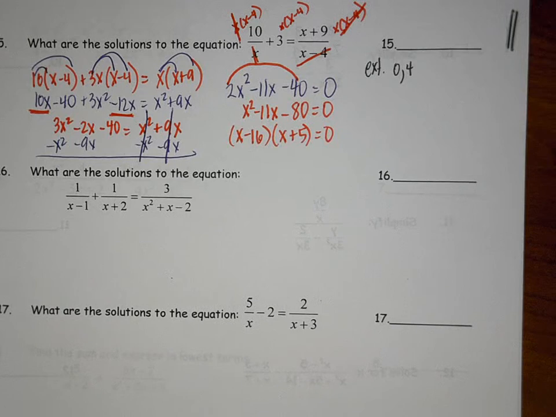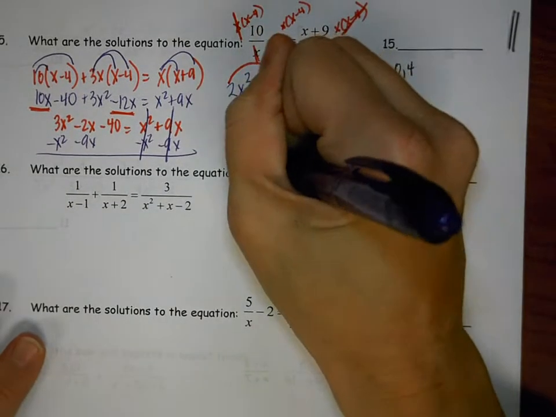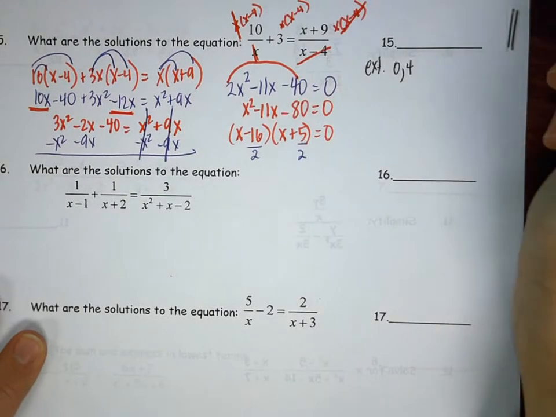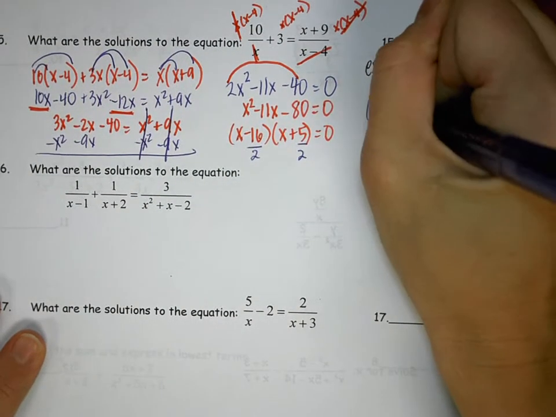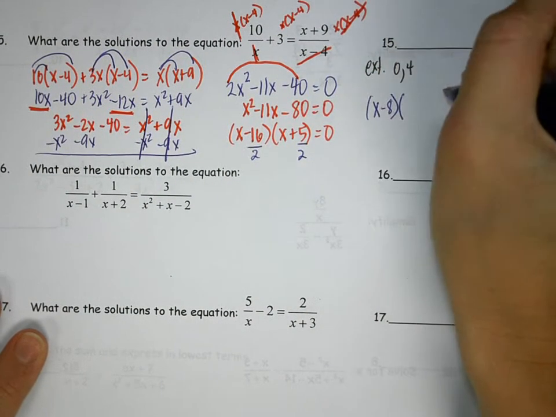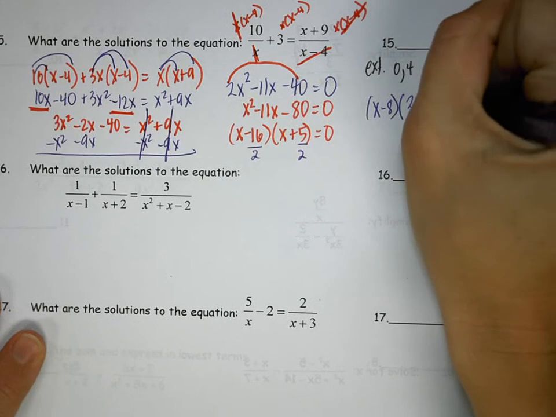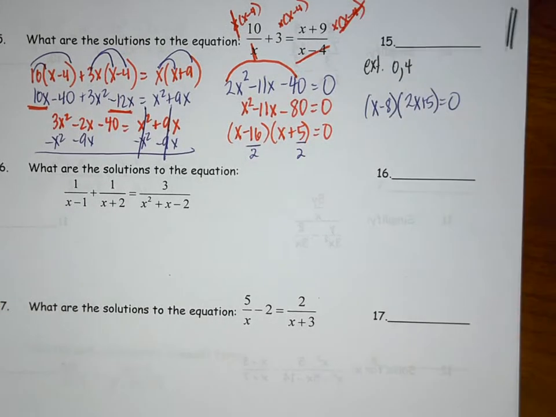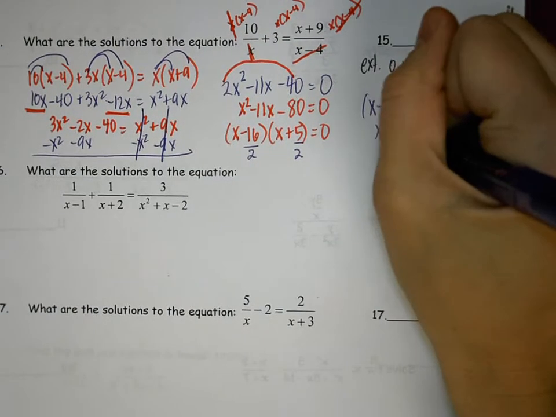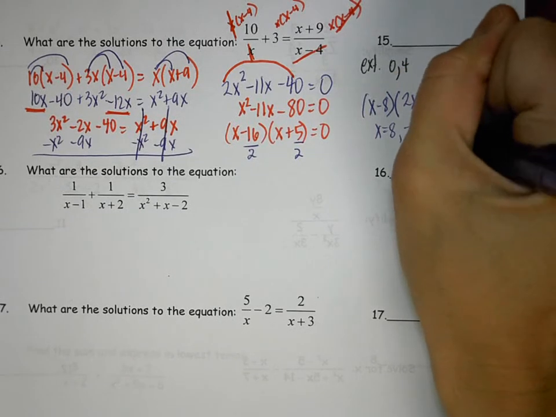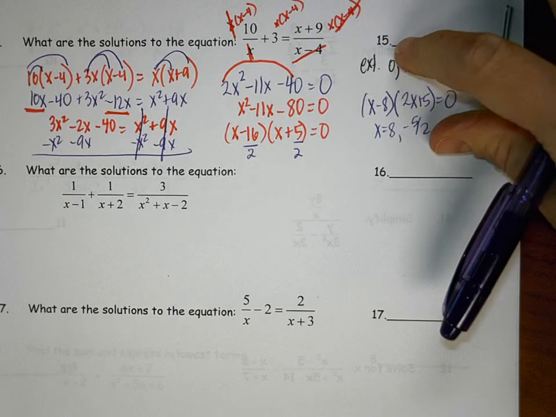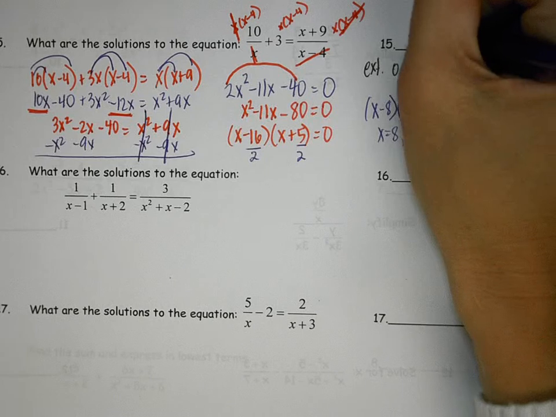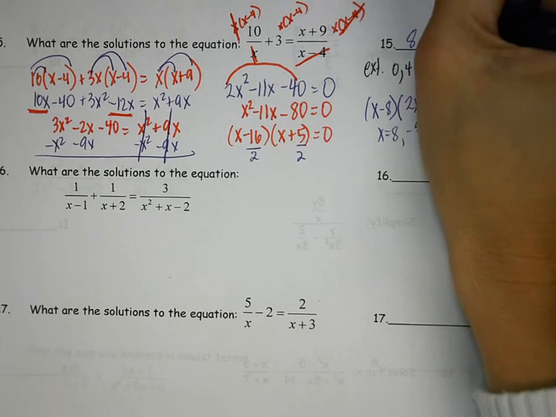What do we want to not forget? Divide by 2. Good. Under by 2. Divide each of these by 2 and reduce. So when I do that, I get x minus 8 and 2x plus 5. And when we set those equal to 0, what do they equal? 8 and negative 5 over 2. Good. And do those match any of our extraneous solutions? No. So those are my answers, 8 and negative 5 over 2.